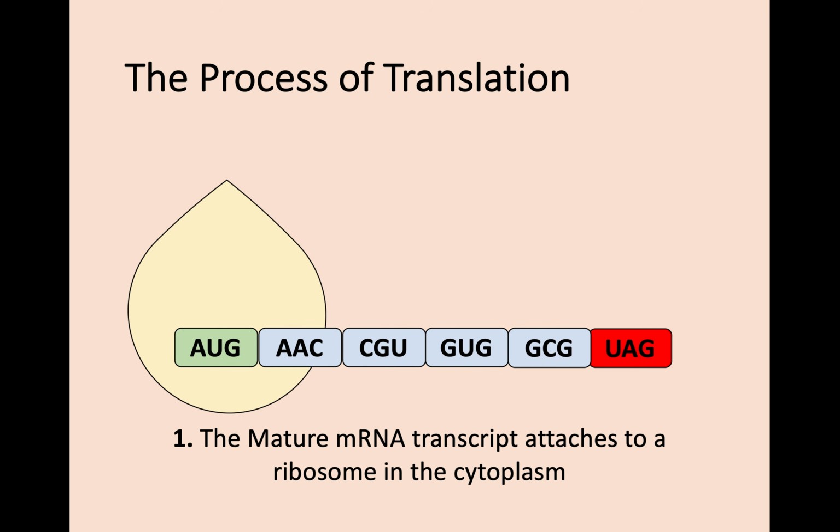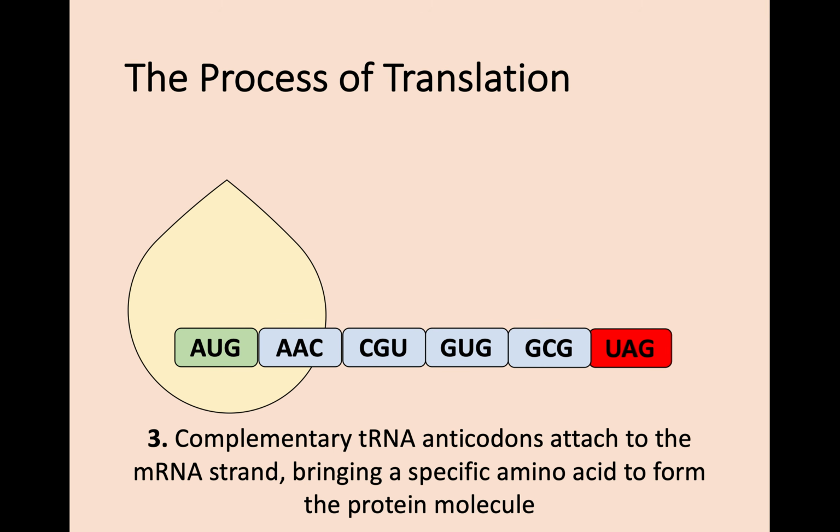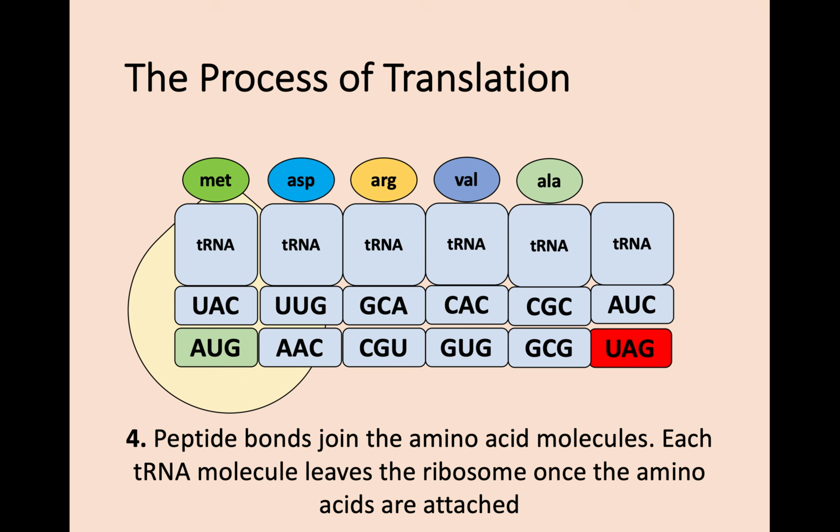So if you imagine this yellow blob here as a ribosome, the first stage of translation is the mature mRNA transcript attaches to the ribosome, and the start codon begins the process of protein synthesis. What will happen here is the complementary tRNA anticodons will attach to the mature mRNA transcript, and that brings a specific amino acid for each codon to form a protein molecule. So here we have at the start AUG matches with UAC, and at the top of that molecule there's a MET amino acid. You can see there's other tRNA molecules that are making their way across, and these are all going to form together in a nice complementary base pairing.